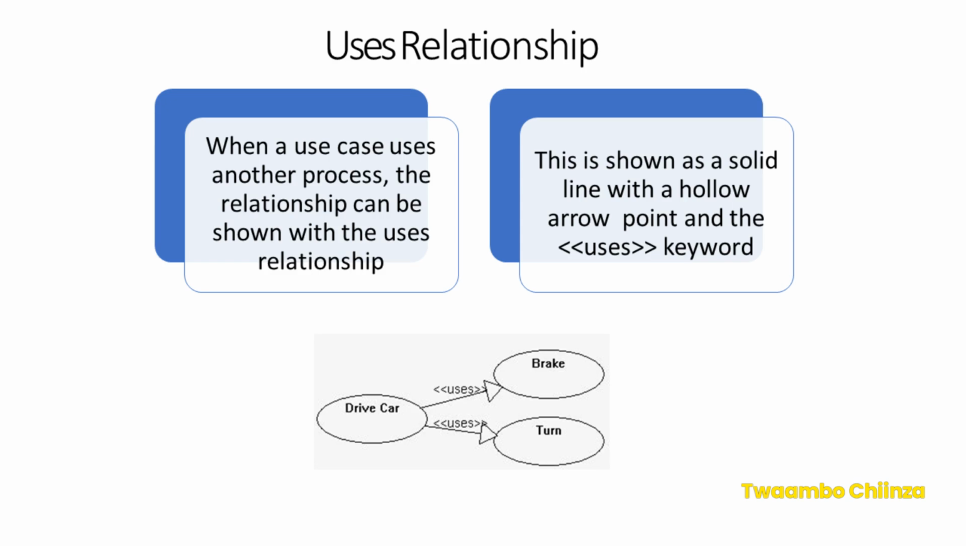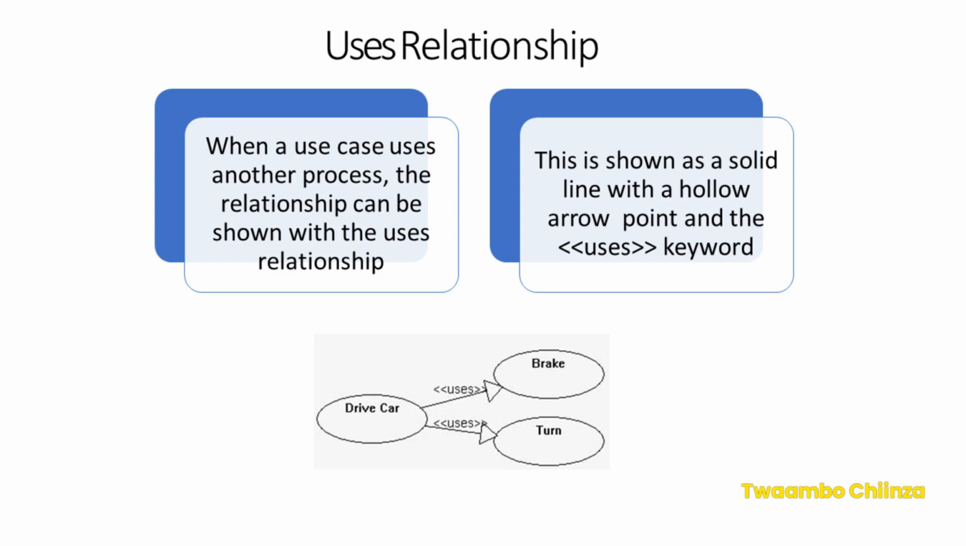This means that the behavior of one use case is incorporated into another, helping to avoid repetition and ensuring reusability. It is depicted with a solid line and a hollow arrow, with the keyword uses indicating the relationship. For example, in an online shopping system, the checkout use case might use the validate payment use case, meaning the checkout process depends on the validate payment process being executed first.